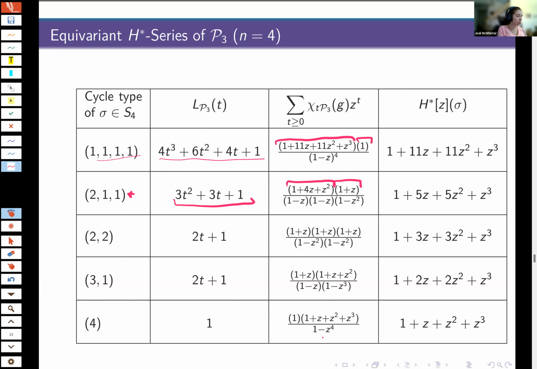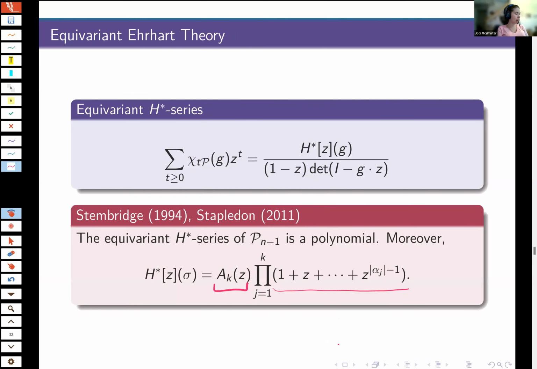Oh, yeah. So do you mean in this third column here? Yeah. So this third column is this equivariant H star series. You're never going to get all of the cancellation. The denominator, I think, is always going to be 1 degree higher, at least. Because in general, this is a generalization of the Ehrhart series, and with the Ehrhart series, your numerator always has degree at most d, and the denominator will always have degree d plus 1. So you're not quite going to get that full cancellation.